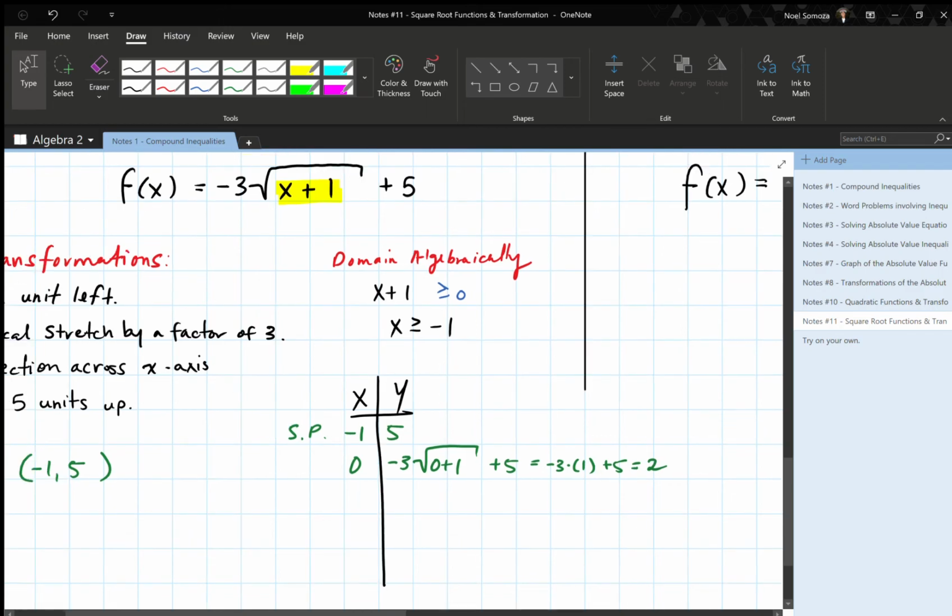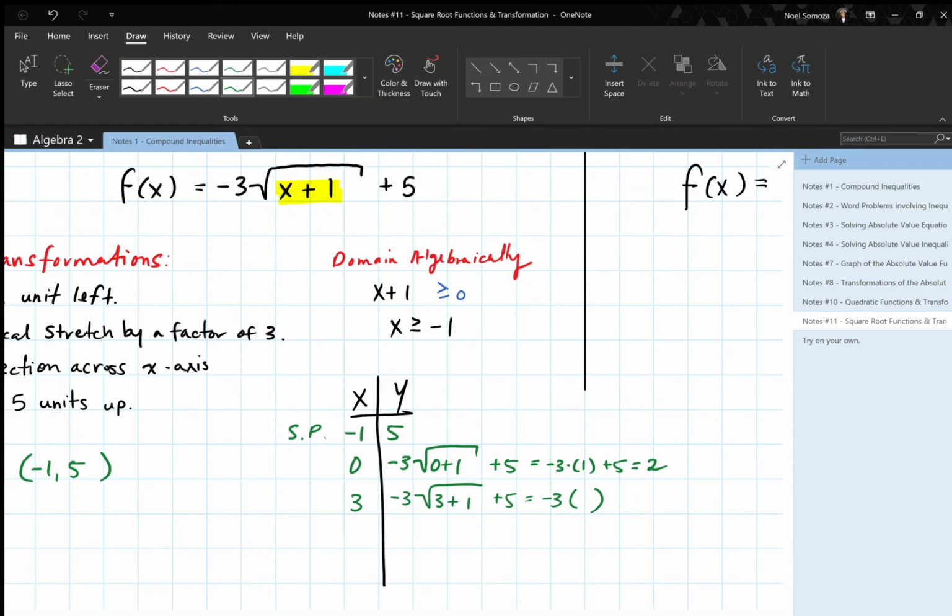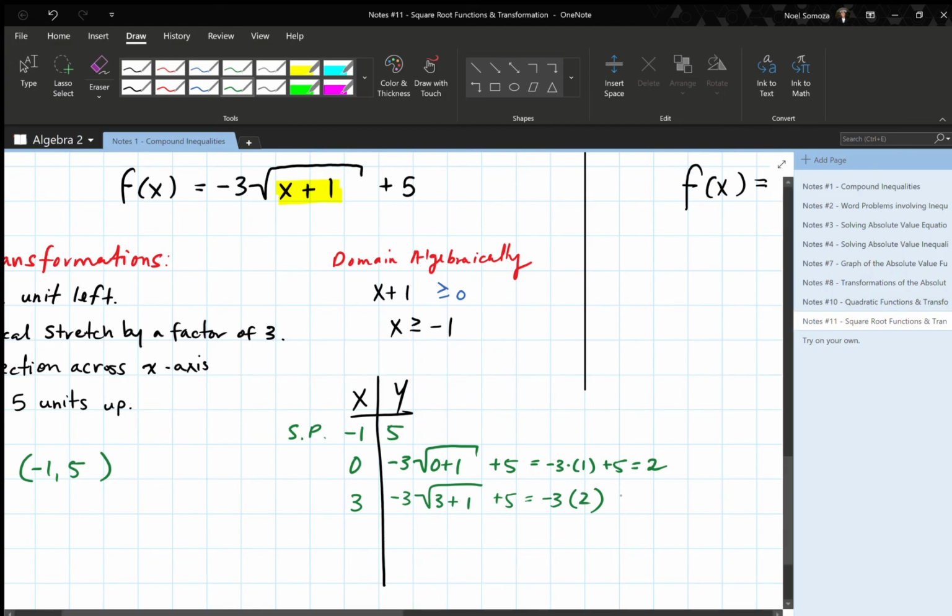What would be another input? Then that would be 3, right? Let's use 3 now. So we have negative 3 times the square root of 3 plus 1, and then plus 5. So this then becomes the square root of 4, and the square root of 4 is 2, so that becomes simply negative 3 times 2 plus 5. That's negative 6 plus 5, so we get negative 1.